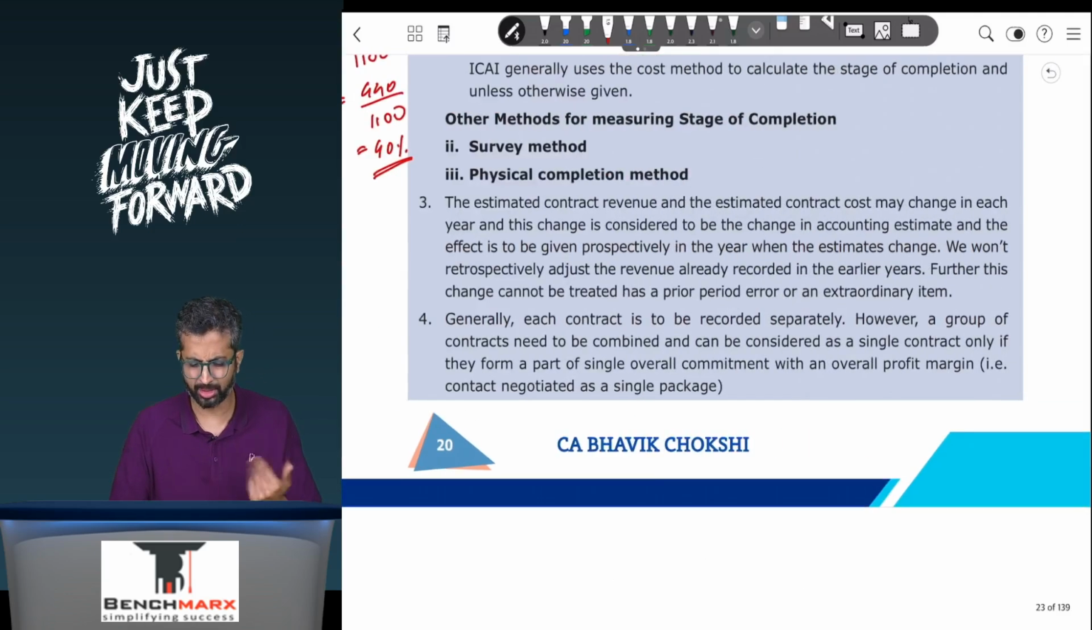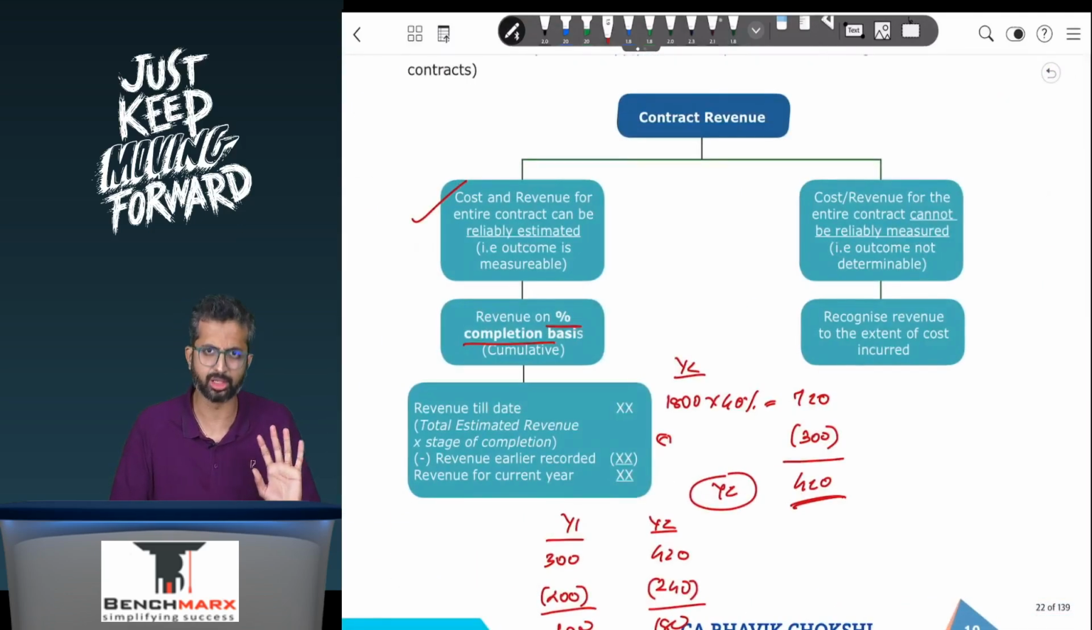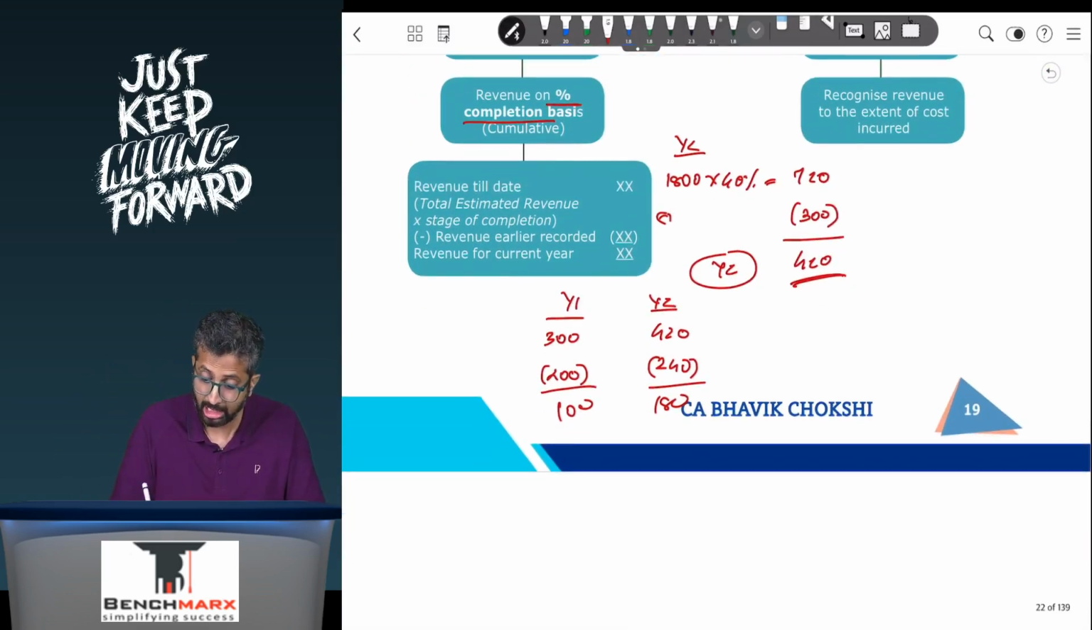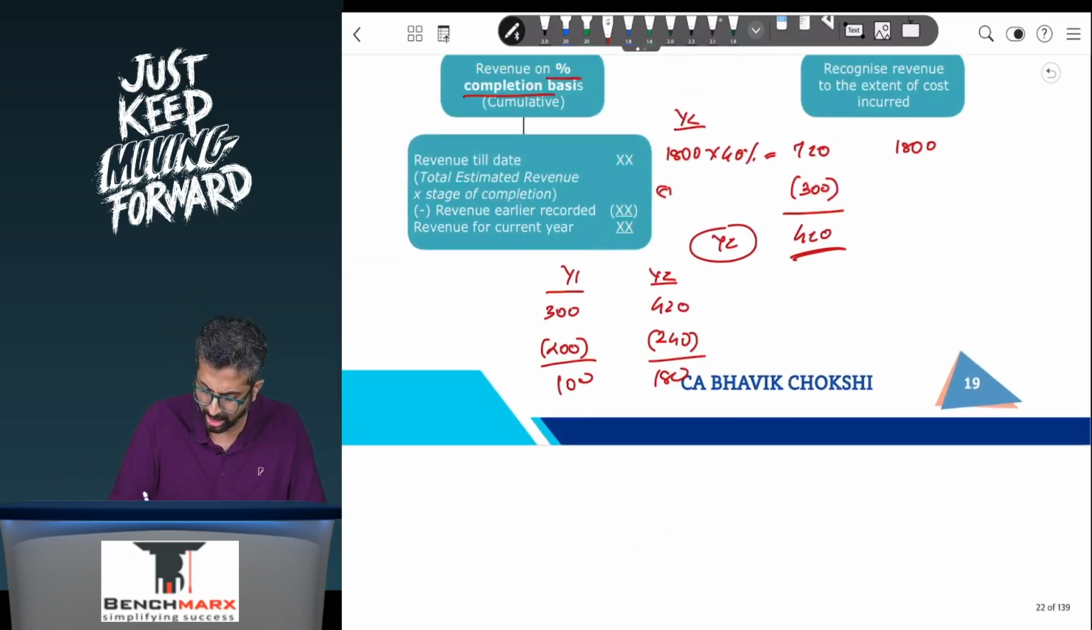And let us say, for simplicity, the contract gets completed in the third year. So stage of completion, and you estimated 1100 of cost, actually 1100 it is. So in the third year, if you go to see, your entire 1800 into 100% should be recorded less earlier recorded, that is 720 in total, and hence 1080 should be the revenue to be recognized in the third year.